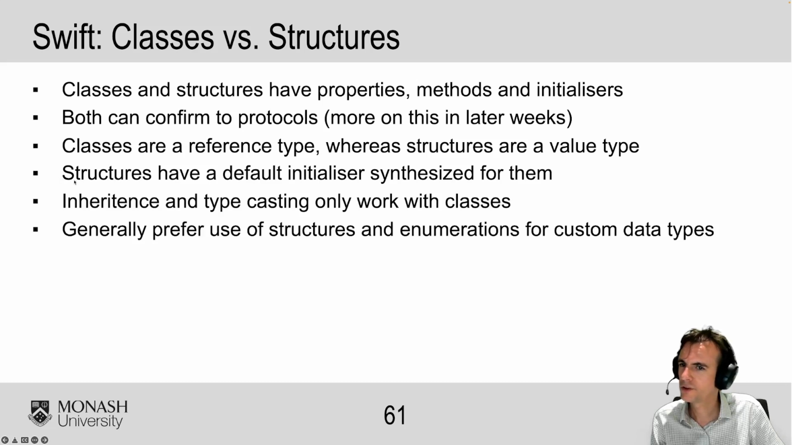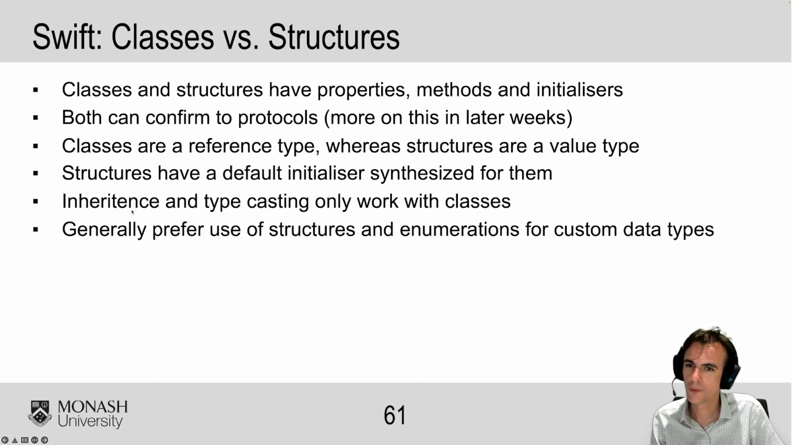So there are some other differences. Structures have default initializers synthesized for them, so you don't have to write basic initializers if a structure is just something that holds a couple of values in its properties. Things like inheritance and typecasting to find out the particular type of a class instance only work for classes. So the general principle, and we'll try and make use of this in all of our demos, is that in writing Swift, we prefer the use of structures and enumerations whenever we're doing custom data types, but we use classes where they're necessary. And they are necessary in lots of places.